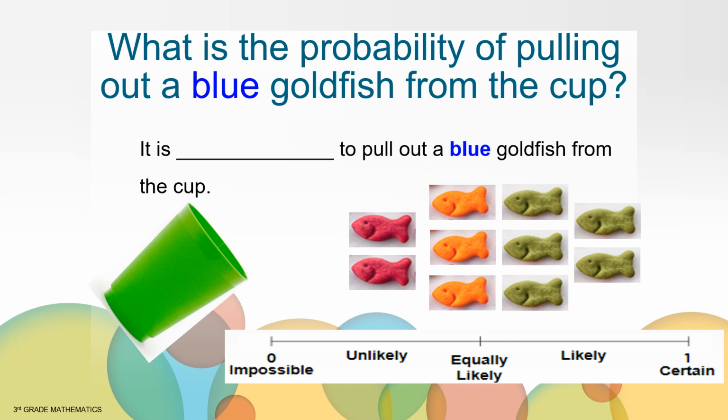What if I wanted to pull a blue goldfish from this cup of goldfish? Write down the word which would describe the probability of that happening. Next, use the sentence frame to practice using that word in the sentence.